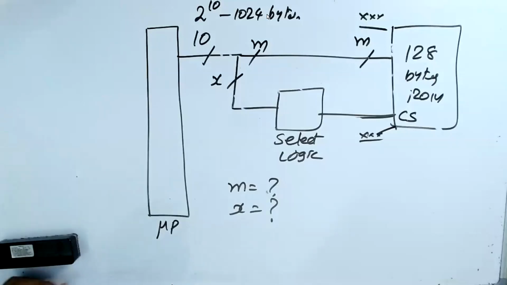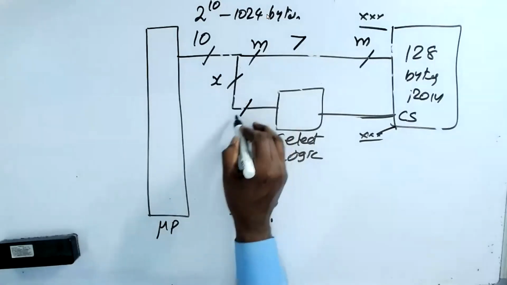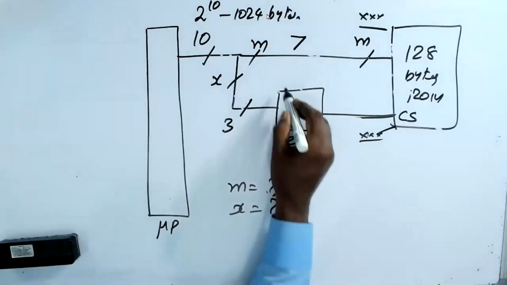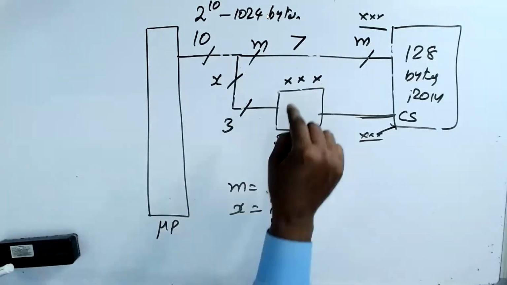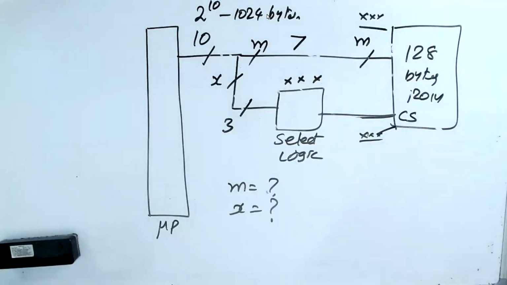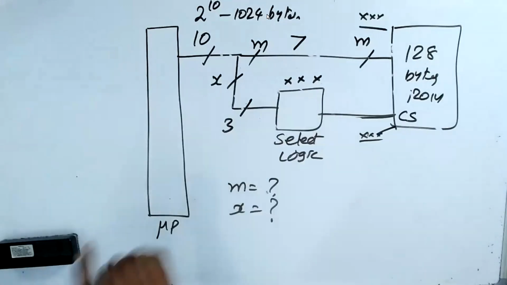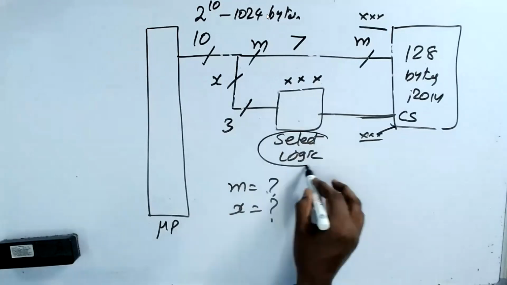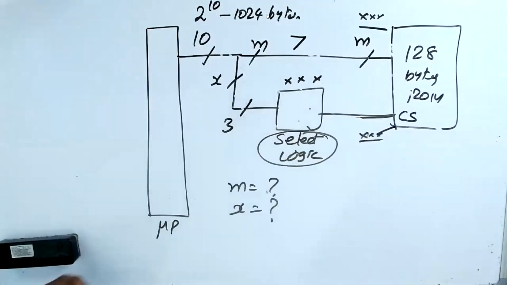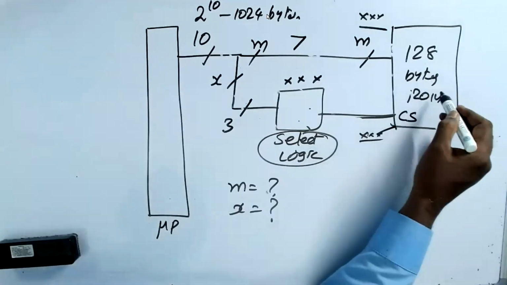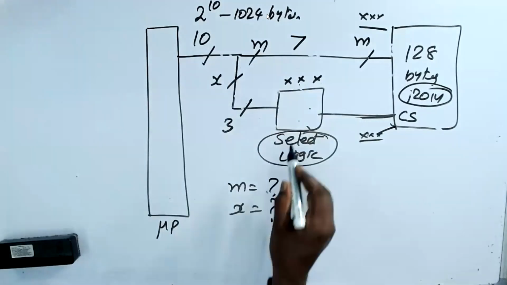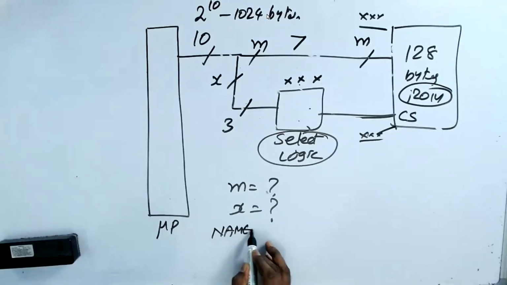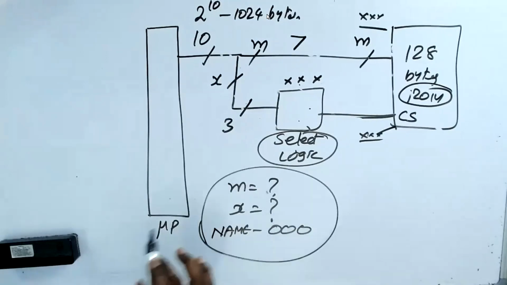Yes, perfect. Now M is 7, X is 3. Since X is 3, the name will be 3 bits. Now tell me, what is the value of the 3 bits? What is the name of this box? Every box, I told you, all the select logic has a name. Since it is ROM, it is 0 0 0. When I say ROM, the name is 0 0 0. That's it.